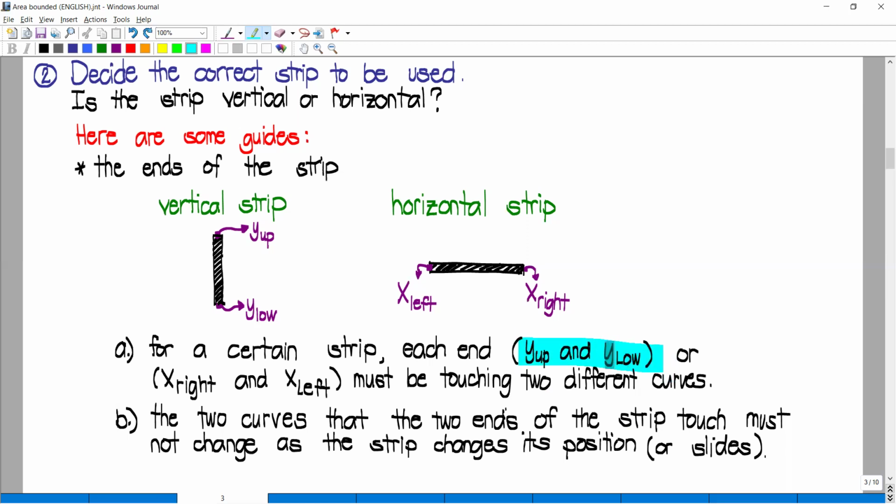If we use a vertical strip, our y up and our y low must be touching two different curves, not the same curve. That is one rule. Or if we use a horizontal strip, the x right and the x left also must touch two different curves, and again, not the same curve. So let us prove. Let us try to use vertical and horizontal strips in our given area bounded, and let us check if they are following the letter A condition.